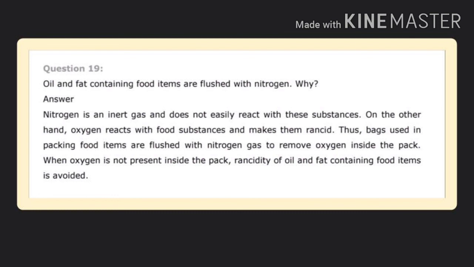Oil and fat containing food items are flushed with nitrogen. Why? The answer is, we have studied in the topic of rancidity, nitrogen is an inert gas and it does not easily react with these substances. On the other hand, oxygen reacts with food substances and makes them rancid. Thus, bags used in packing food items are flushed with nitrogen gas to remove oxygen inside the pack. Flushing is you pass a lot of nitrogen gas through them and then you seal it. When oxygen is not present inside the pack, rancidity of oil and fat containing food items is avoided.